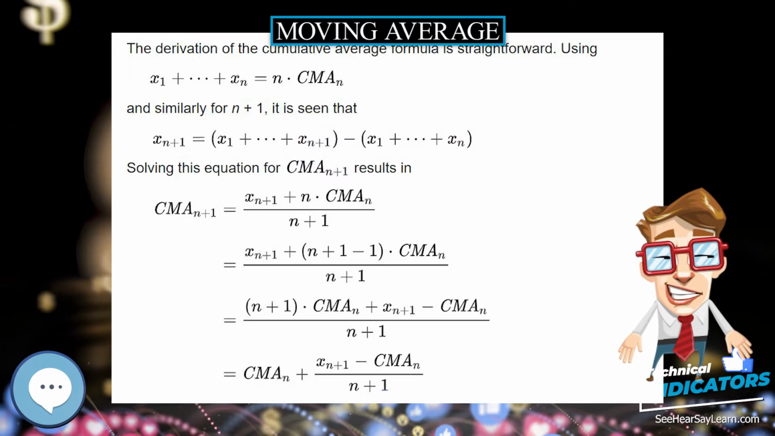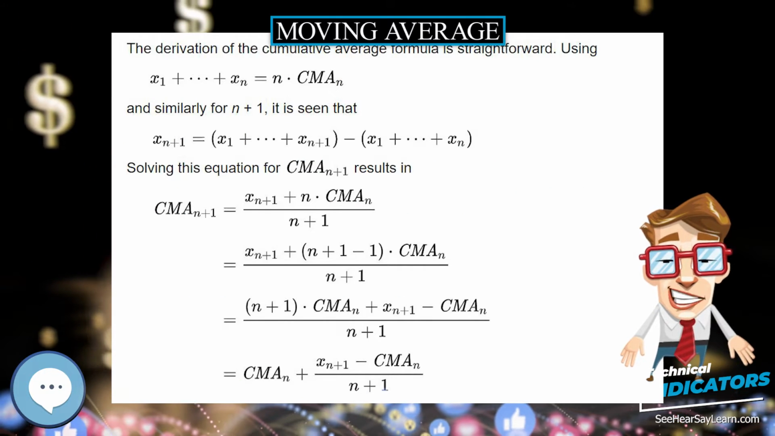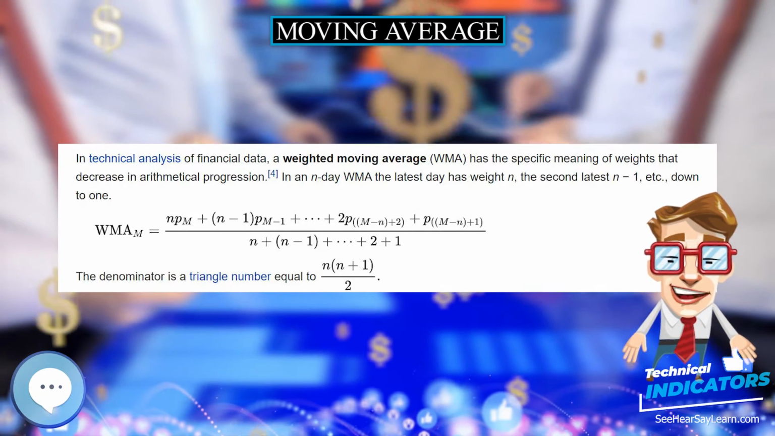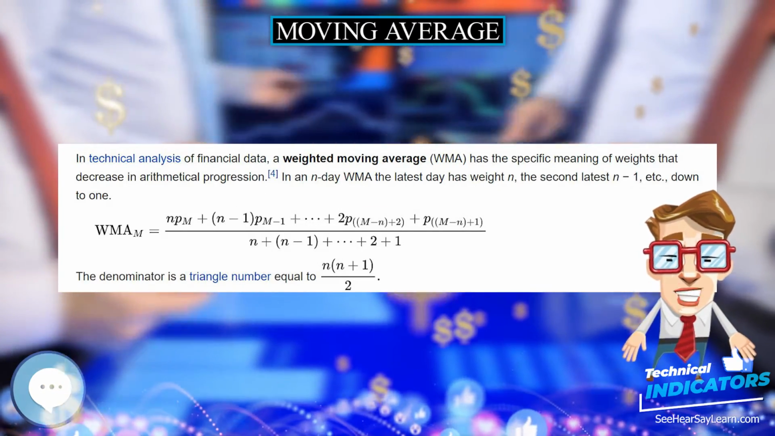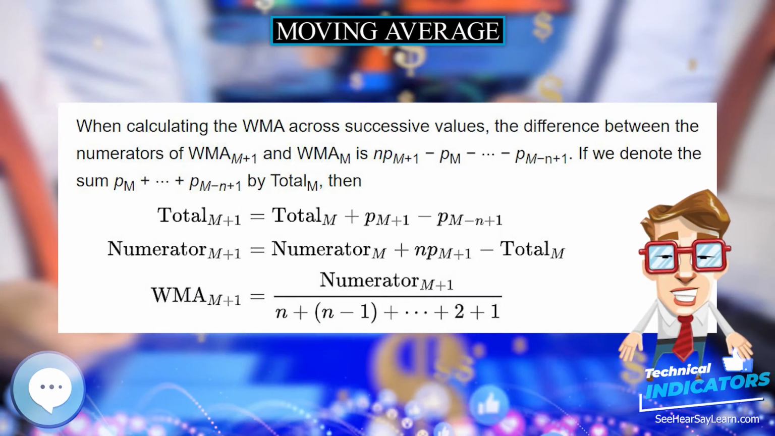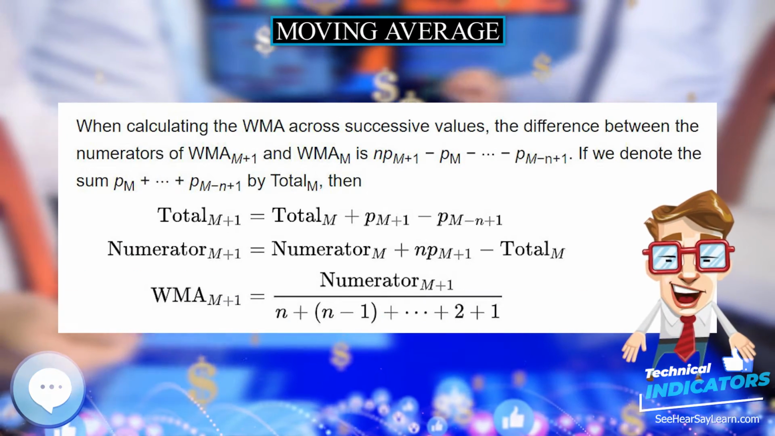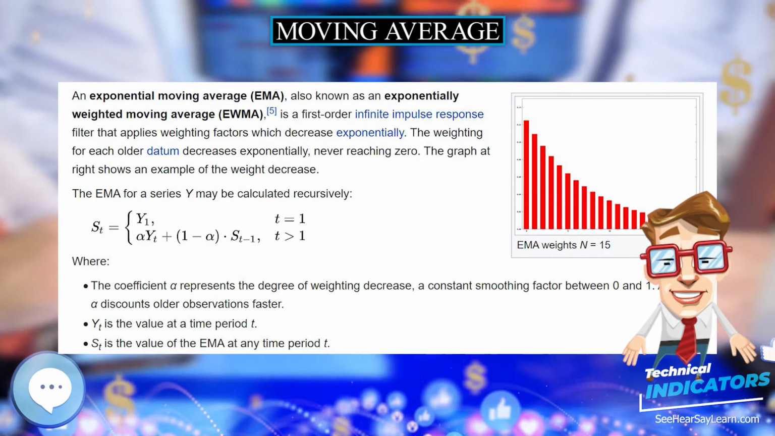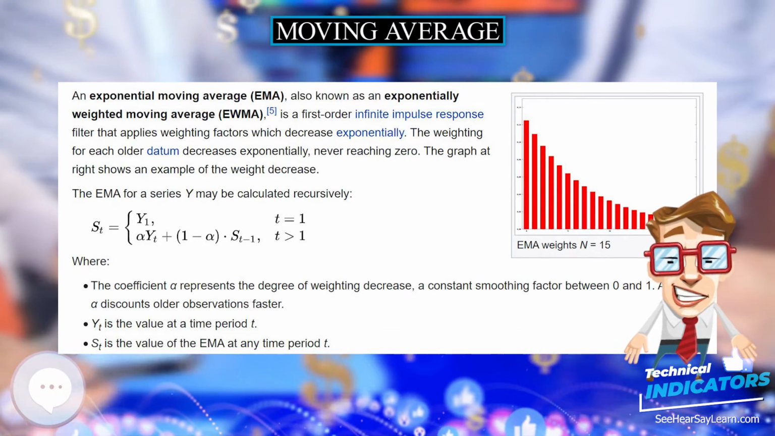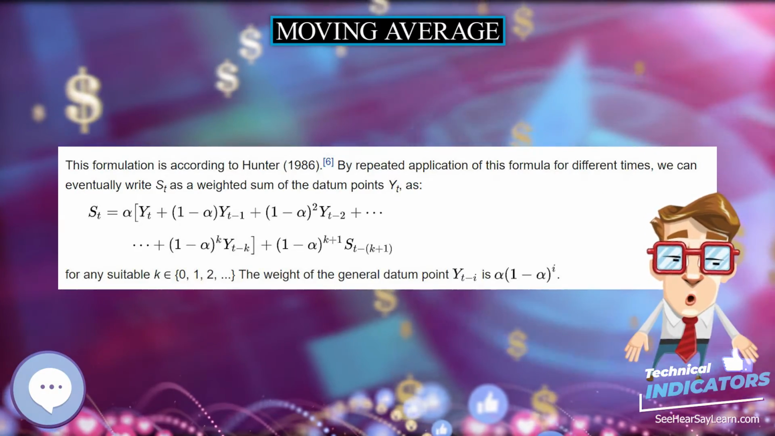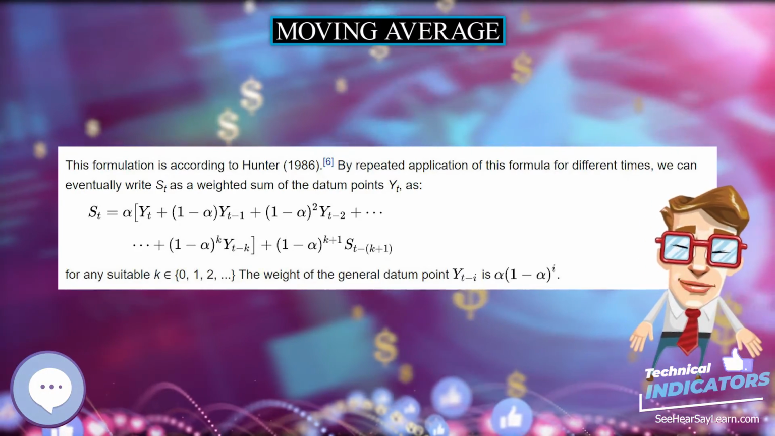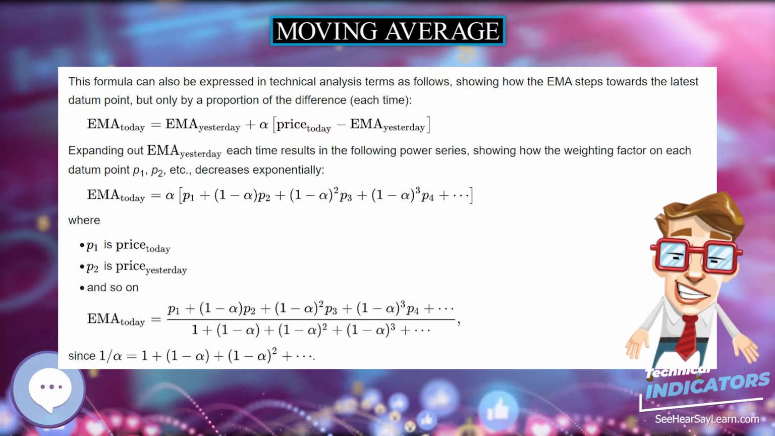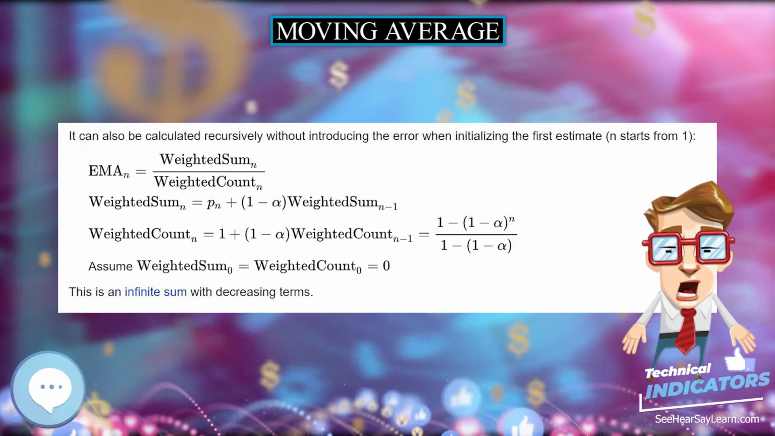When calculating the WMA across successive values, the difference between the numerators of WMA_{M+1} and WMA_M is n p_{M+1} minus p_M minus ... minus p_{M-n+1}. If we denote the sum p_M plus ... plus p_{M-n+1} by Total_M, then the graph at the right shows how the weights decrease, from highest weight for the most recent datum points, down to 0. It can be compared to the weights in the exponential moving average which follows.